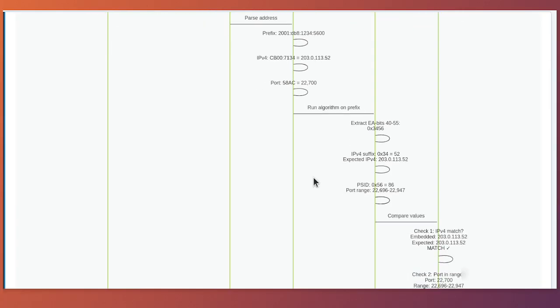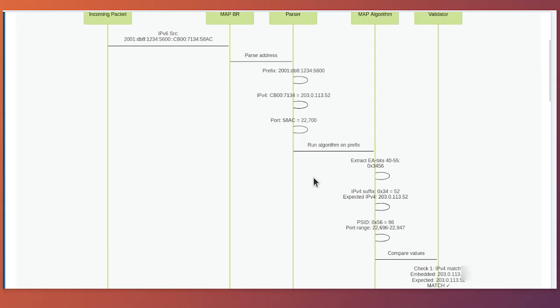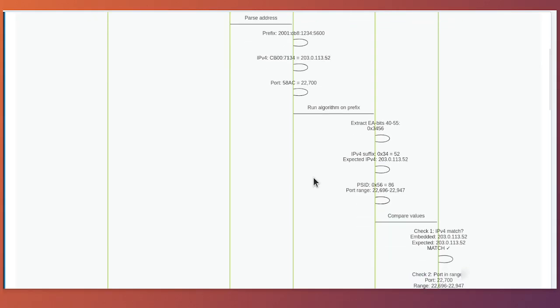Now comes the critical validation step. The border relay executes the MAP algorithm on the customer's prefix to determine what IPv4 address and port range this customer should have.